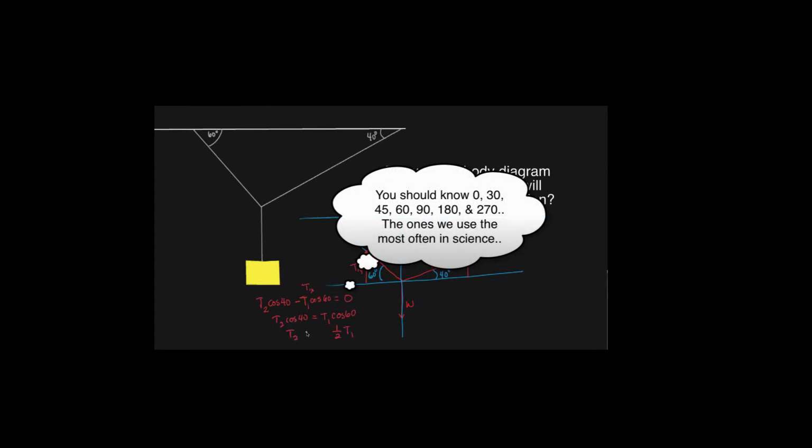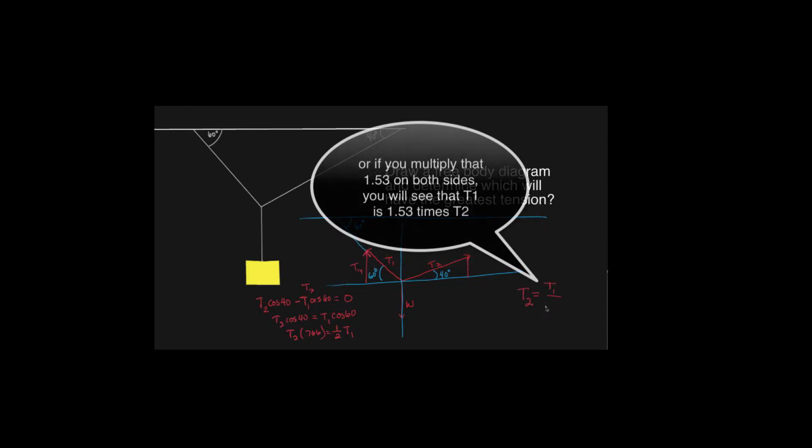So T2 is 0.766. So what I'm going to do now is I'm going to make it into a ratio. Okay. From one side or the other. Since I've got decimals going on the left, let's divide both sides by that 0.766. So times 2 is 1.53, right? So what I've just found out is tension 2 is tension 1 divided by 1.53.